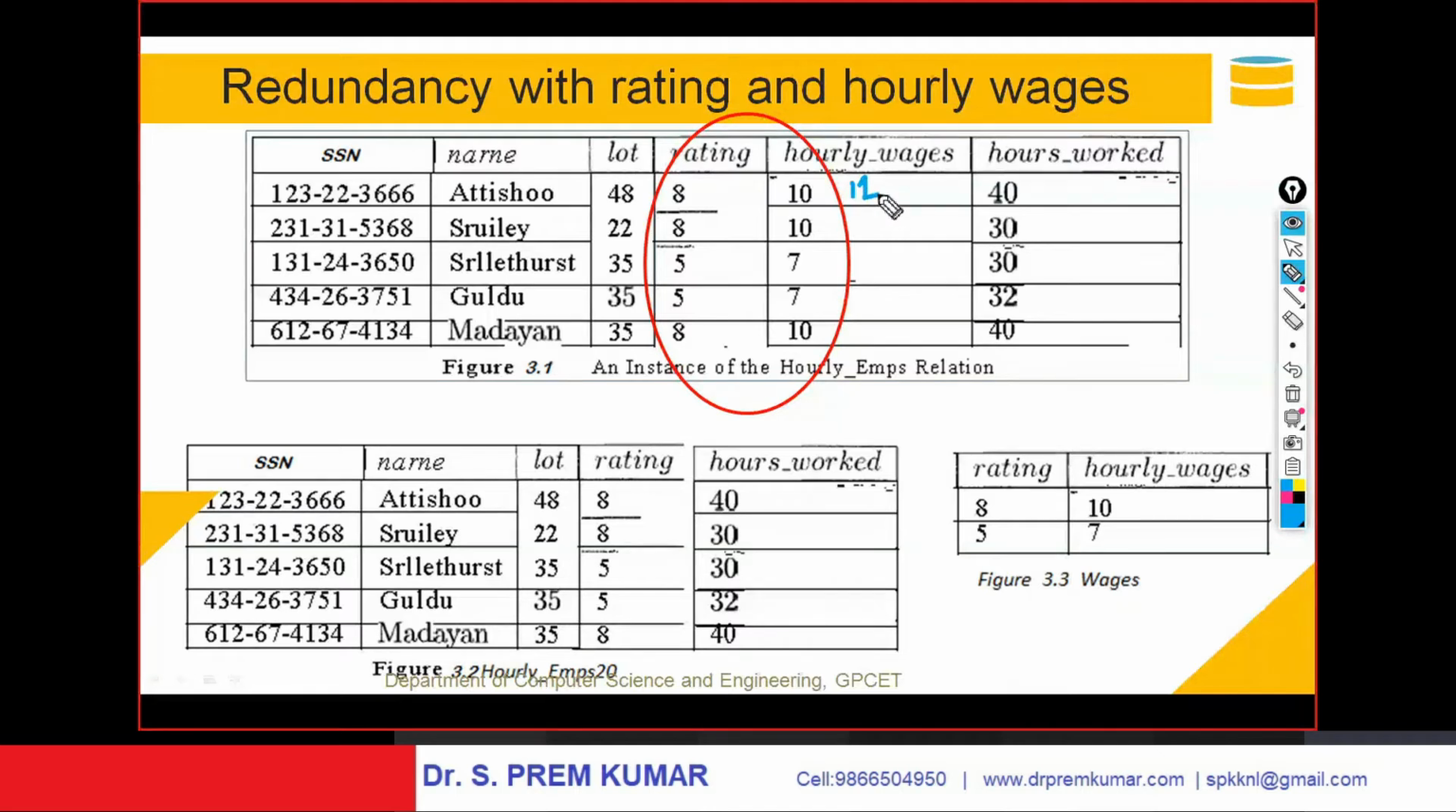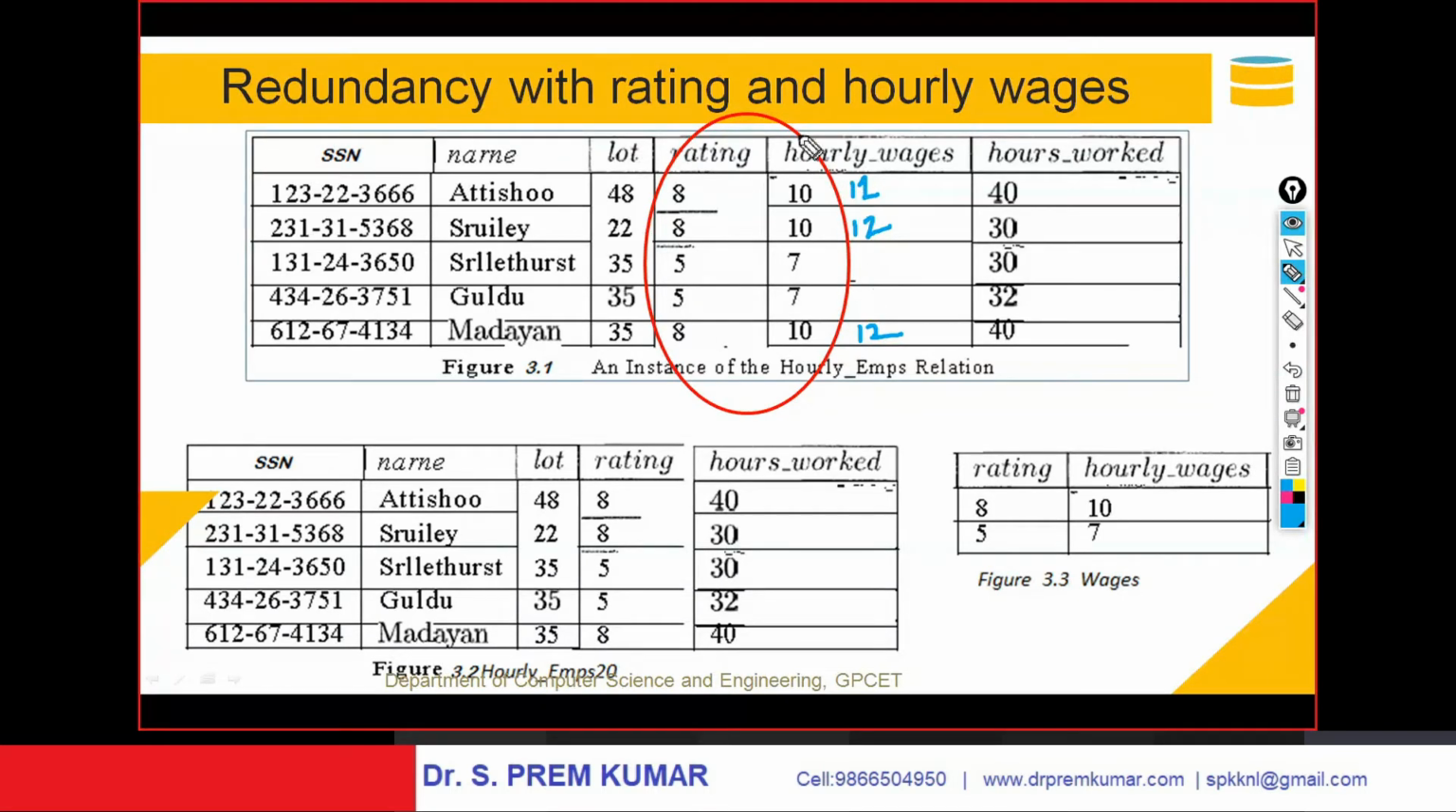If I do correction here, that is not sufficient. Wherever there is 8, I should make it as 12. If I don't do that, it leads to problems, that is anomalies. So whenever there is 8, I should increase the hourly wages, instead of 10 I want to make it as 12. This is a problematic situation.